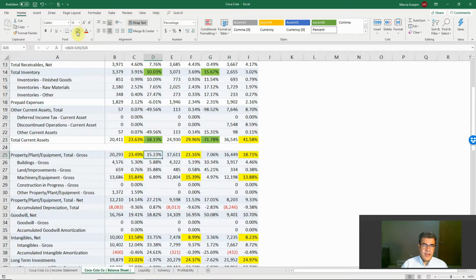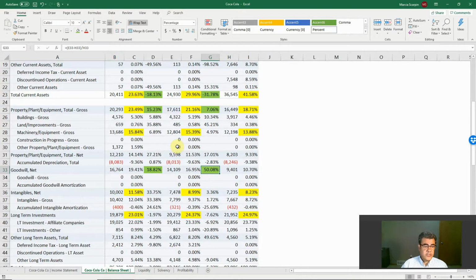Property, plant, and equipment, it is increasing a little bit, basically because of the land and also the building and machinery as well. Goodwill is also increasing, and that is good. They are purchasing new companies or they are investing money in research and development. Or, sorry, goodwill, they are purchasing companies. And then intangible, they are usually investing in research and development or they are purchasing new brands and so on. So this goodwill here is also relevant. And it is yellow in your Excel file.